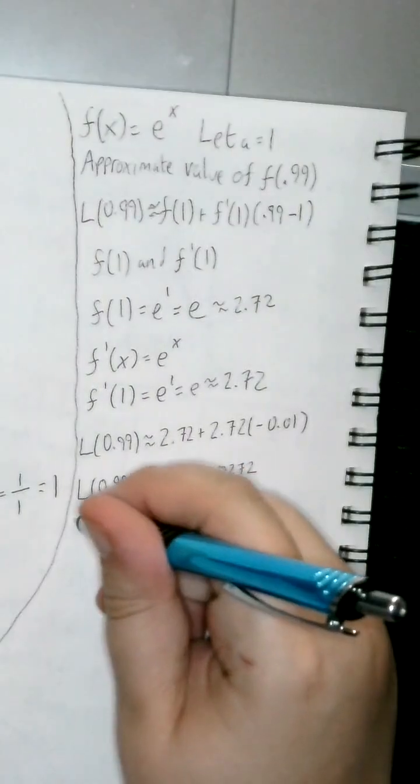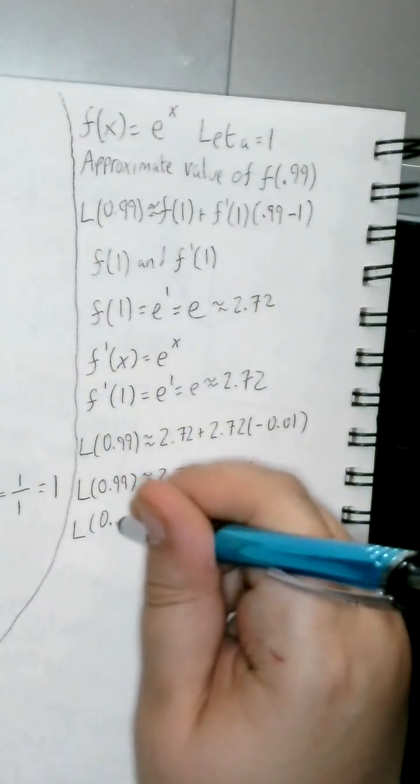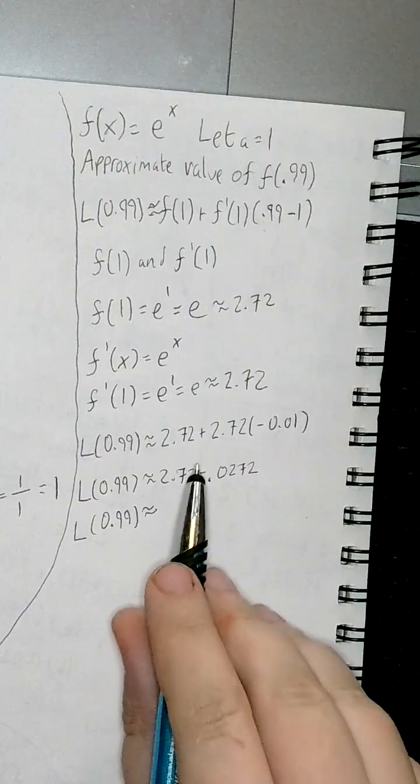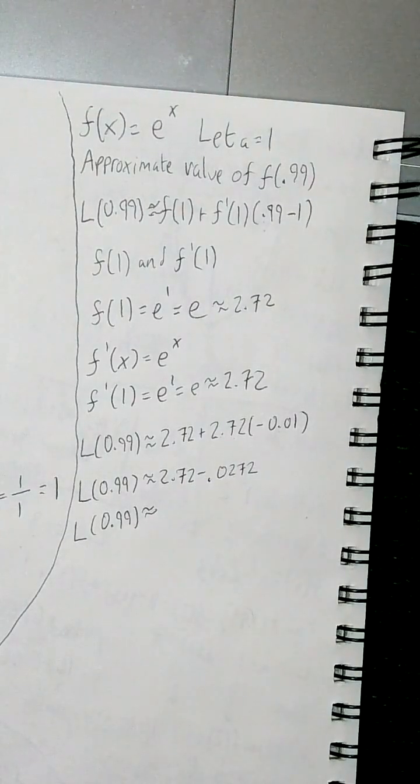So therefore, this is going to approximately equal what? 2.72 minus 0.0272.